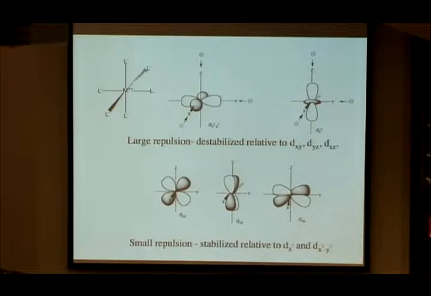So then to summarize this set of orbitals, for dz squared and dx squared minus y squared, we have large repulsions by those negative point charges. They're pointing directly at the orbitals, and so they're destabilized higher in energy than the other, the dxy, dyz, and dxz.